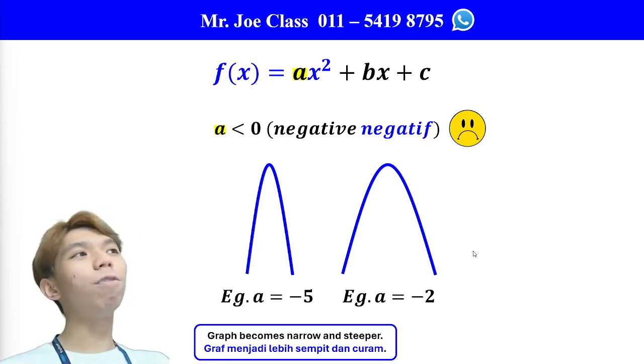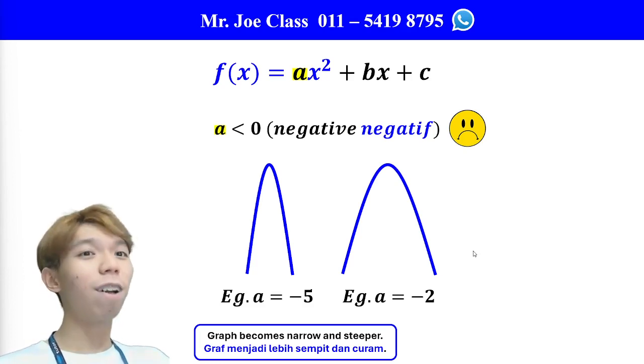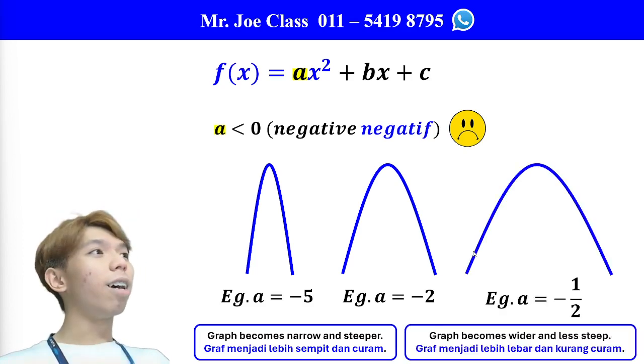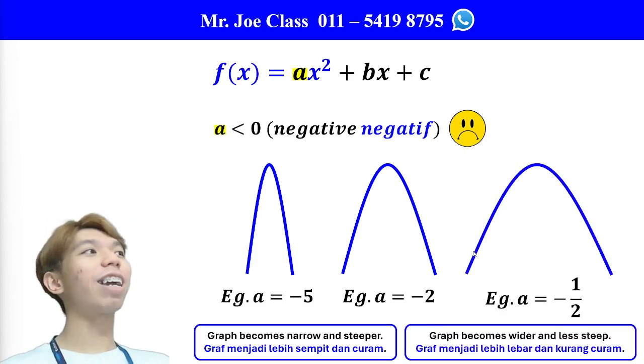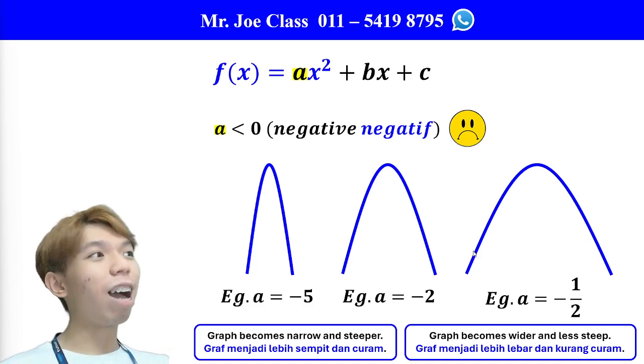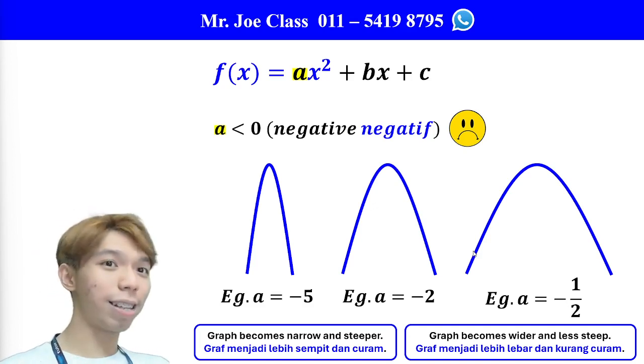What if the value of A becomes greater? The value of A increases, for instance, A equals negative 1 over 2. The graph will actually become wider and less steep.